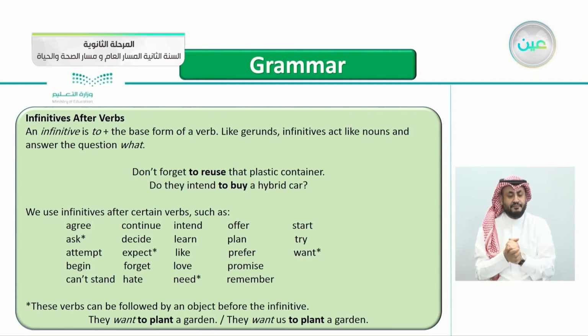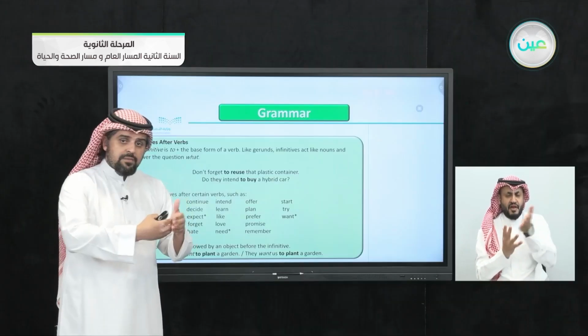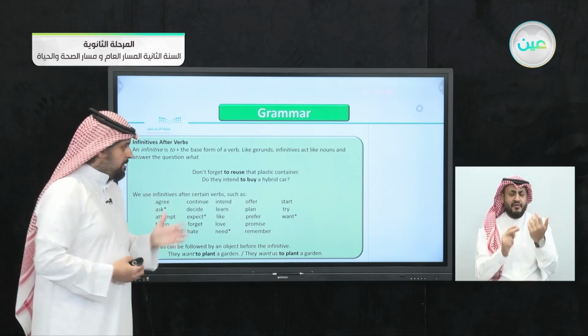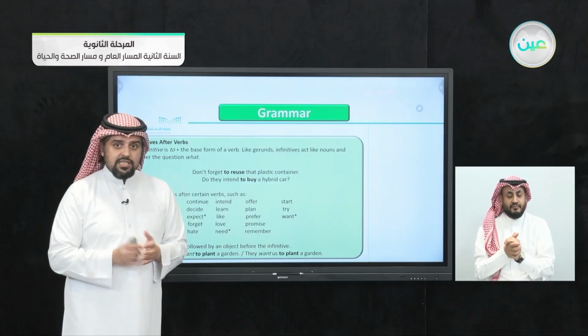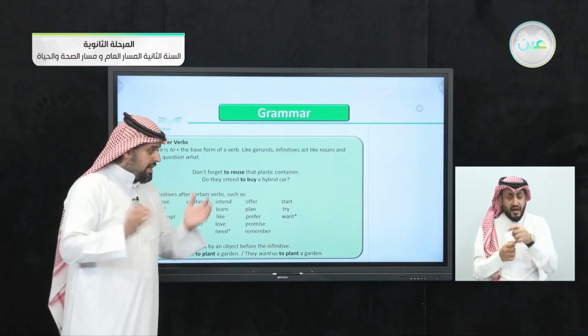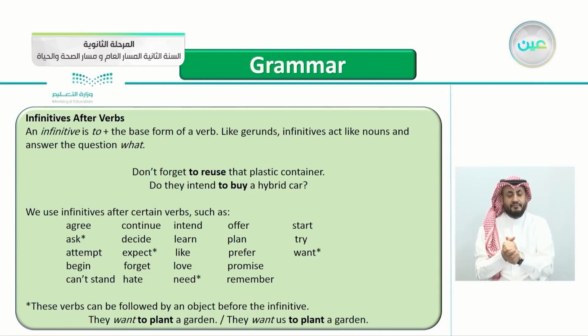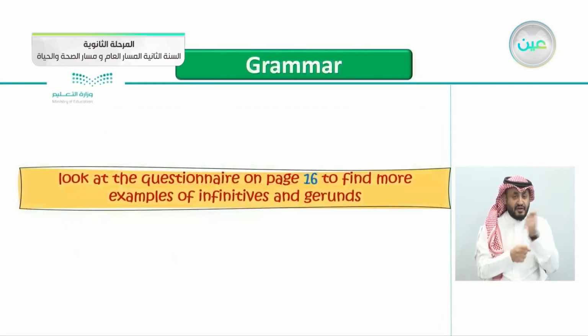Again, these verbs can be followed by an object before the infinitive. So it's before the infinitive and after the verb. You can put the object. The verbs such as ask, expect, want. When a teacher says, I expect you to succeed, you here is an object. These verbs can be followed by an object before the infinitive. They want to plant a garden. They want us to plant a garden.